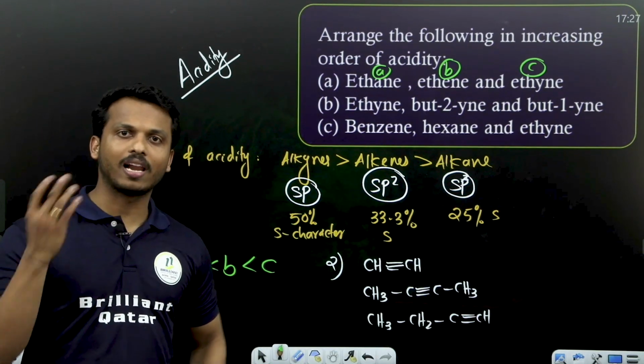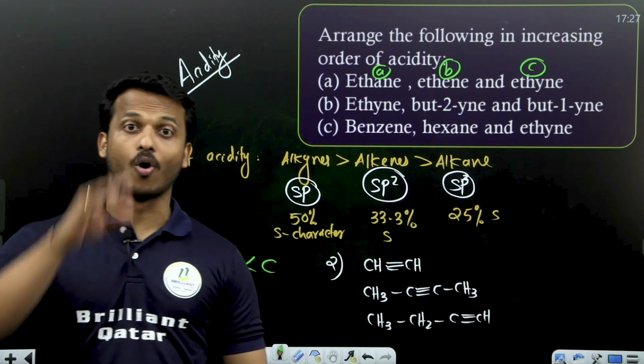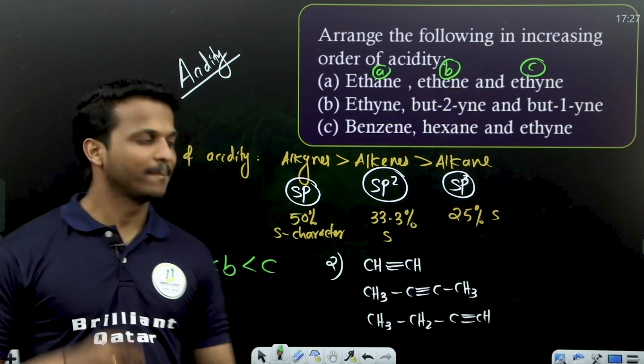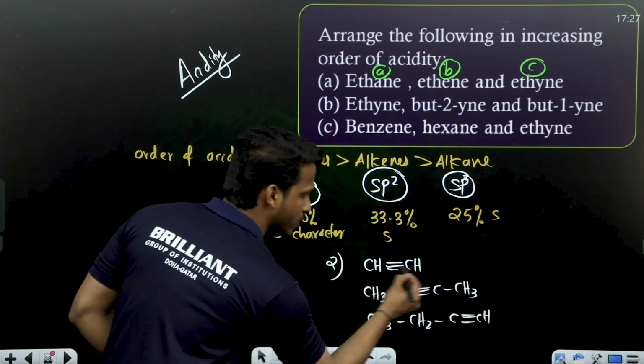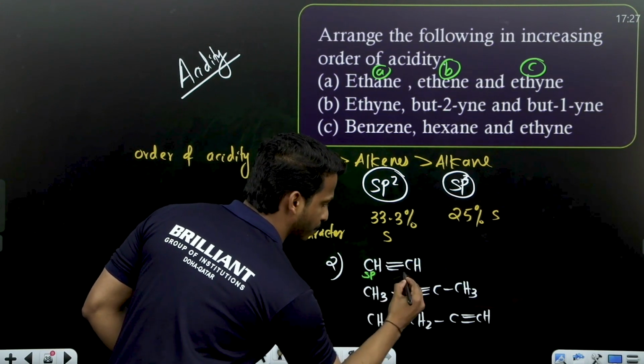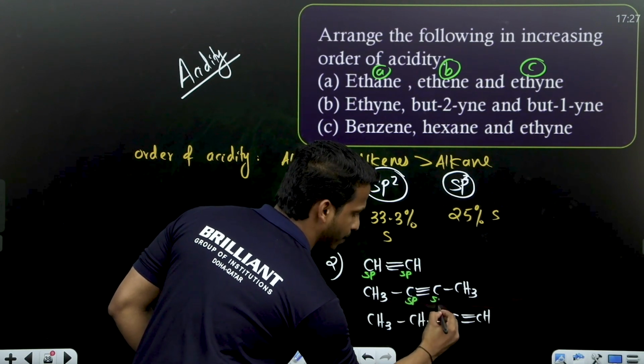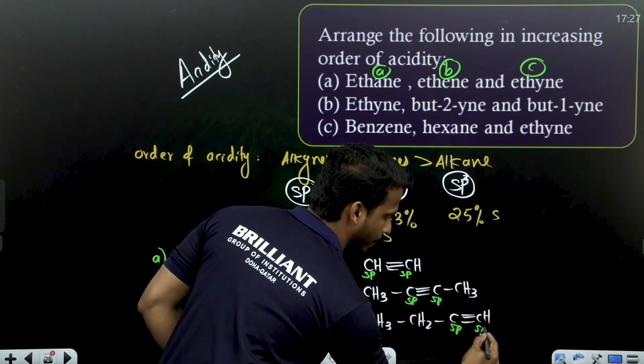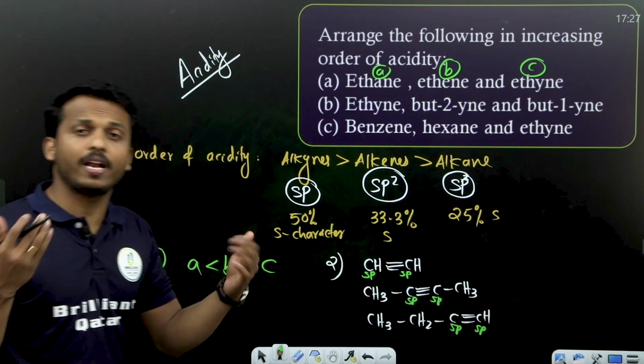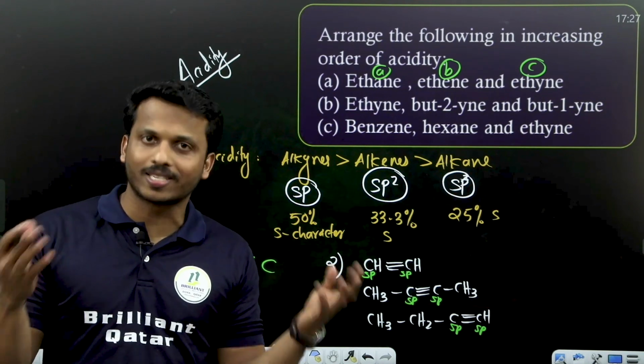Generally, we have an order: alkyne, alkene, alkane, right? But here all are alkynes. So what to do? Check. Here, these triple bonded carbons are sp. Here, these triple bonded carbons are sp. And these are sp. If an sp carbon is there, that doesn't make it more acidic by itself.